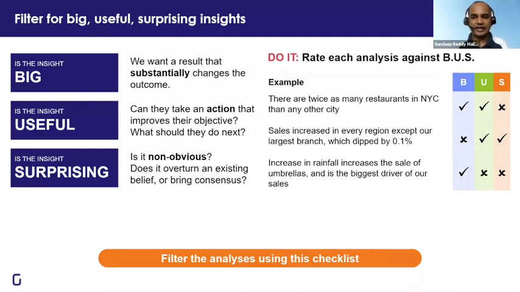Similarly, the sales increased in every region except the largest branch, where it dipped by 0.1%. Is this big? A 0.1% reduction in sales is not significant. Nobody would stand up and look at it.